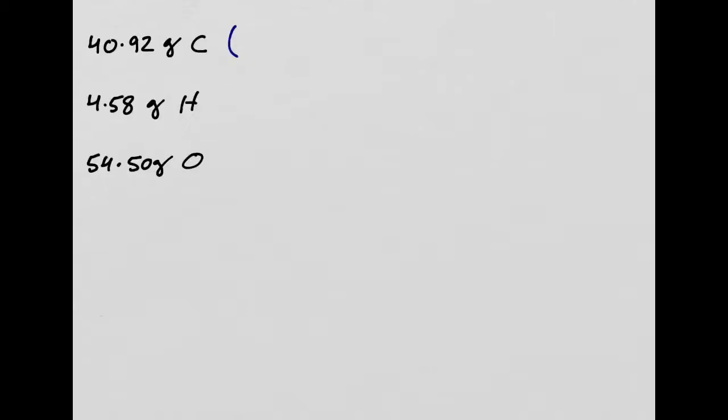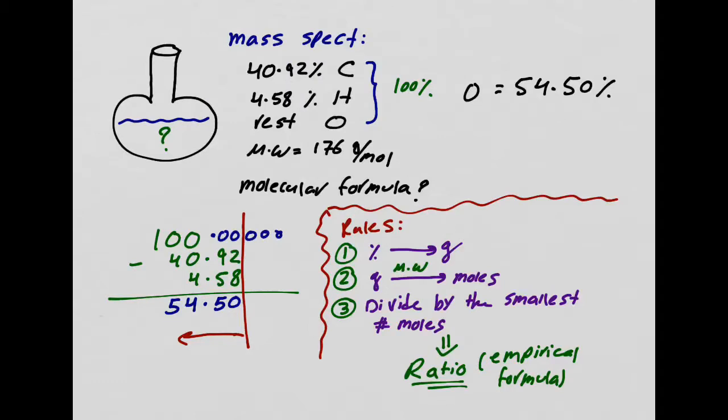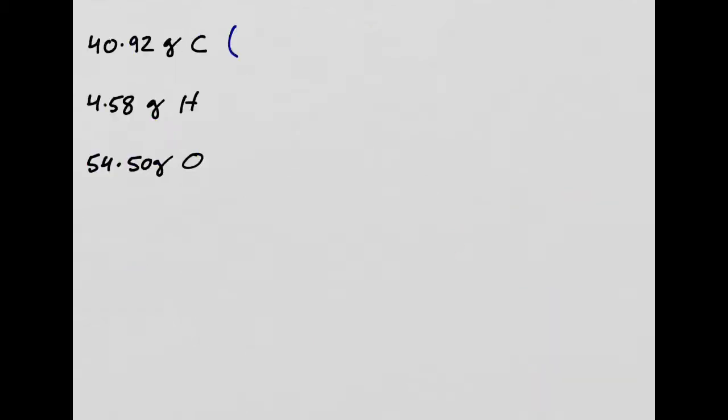So step 1, what I'm going to say is that I have 40.92 grams of carbon. I have 4.58 grams of hydrogen, and I have 54.50 grams of oxygen. You follow that? Percentage to gram, percentage to gram. Then what I'm going to do, I'm going to convert gram to moles, right? I took all the percentages, I turned them to gram. I can do that because they end up being 100%. And then I'm going to go gram to moles using molecular weight.